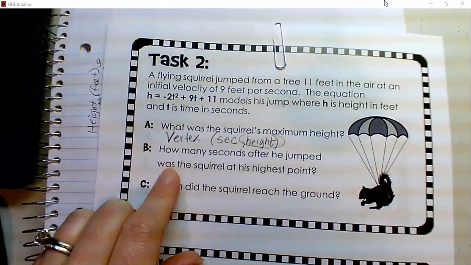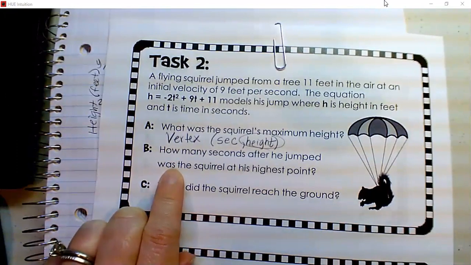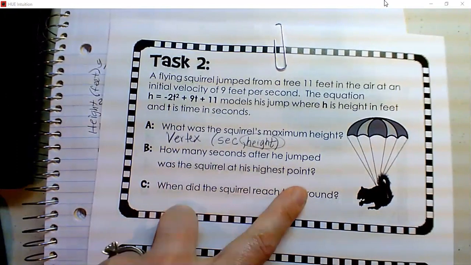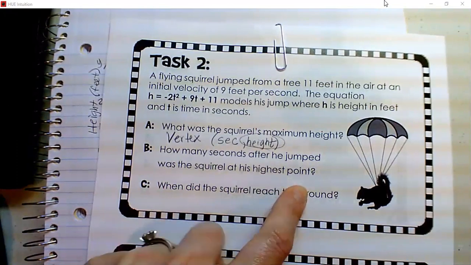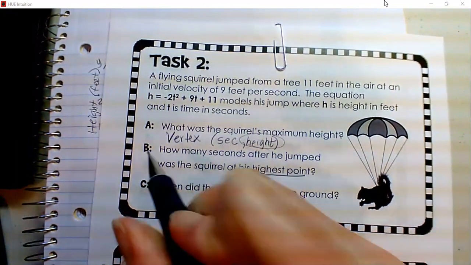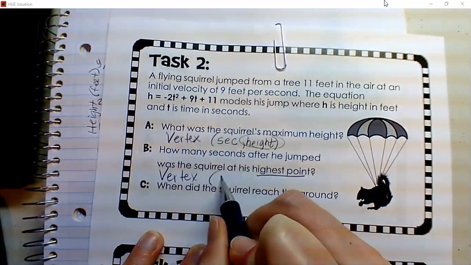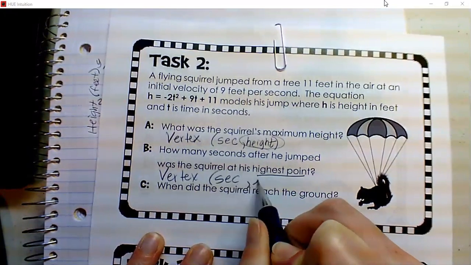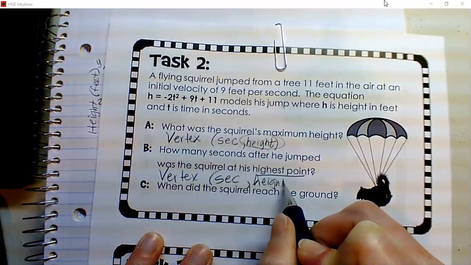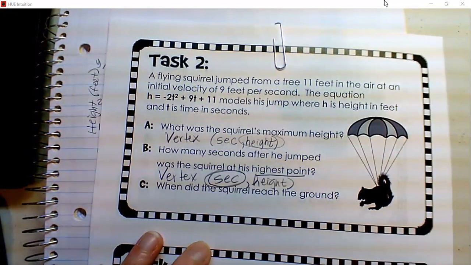Let's look at part B. How many seconds after he jumped was the squirrel at his highest point? Again, they're asking about the highest point, y'all. That's the vertex. The x's are seconds, the y's are height. What are they wanting to know? They're wanting to know the x value of the vertex.